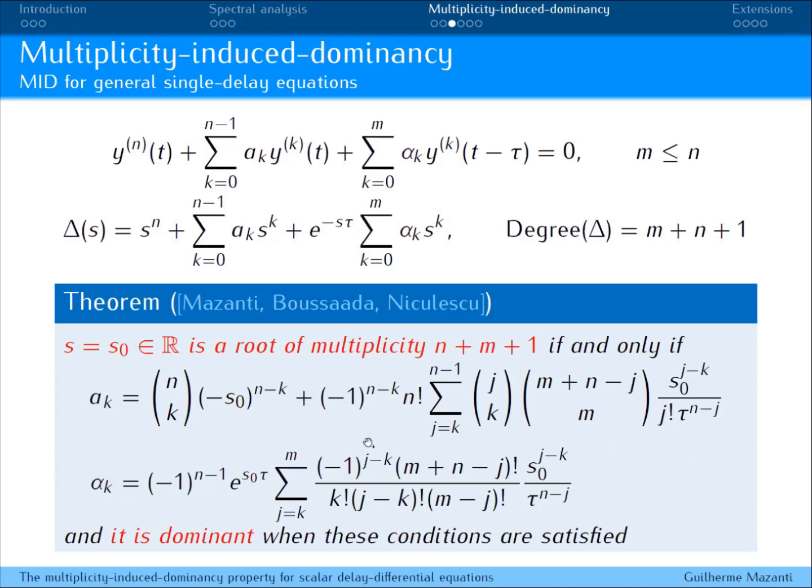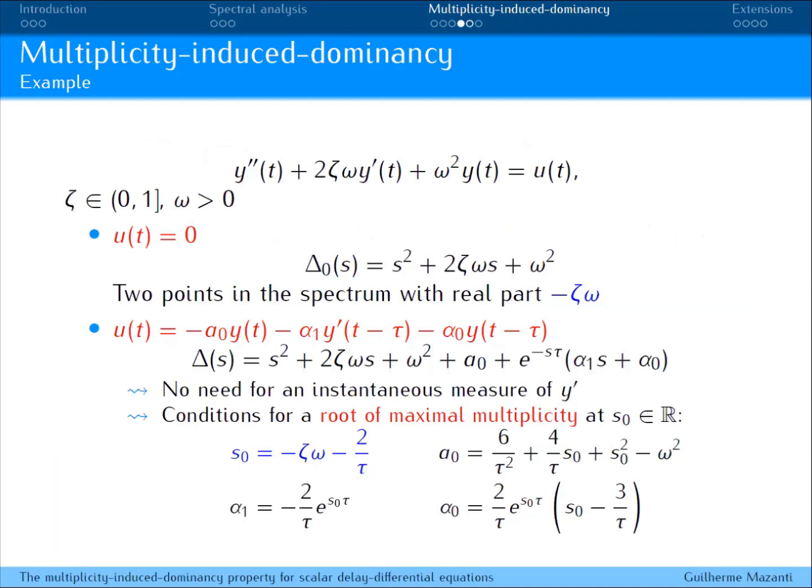And the interesting part of this result is that if these conditions are satisfied, then necessarily this root here is dominant, so it is the rightmost one in the complex plane. So before going to the proof of this theorem, I just want to show an example of how this theorem is useful in control theory.